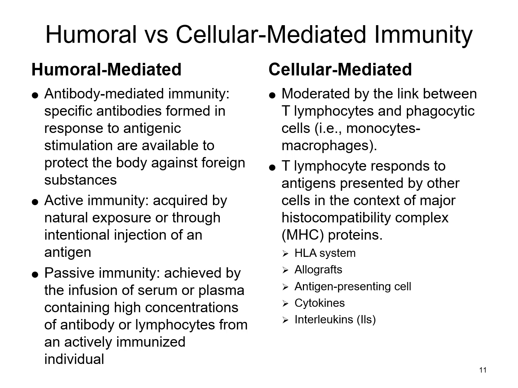So within humoral mediated immunity, we have what we call antibody mediated immunity. This is when specific antibodies are formed in response to some sort of antigenic stimulation and are available to protect the body against any sort of foreign substance. Within this umbrella we have active immunity and passive immunity. Now with active immunity, this antibody-mediated immunity is due to natural exposure or through intentional injection of an antigen.